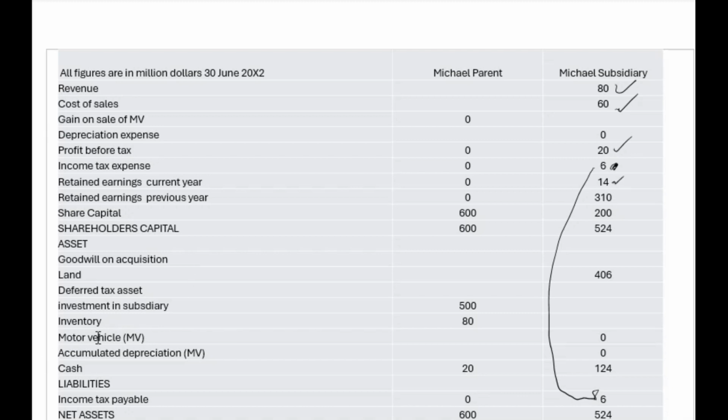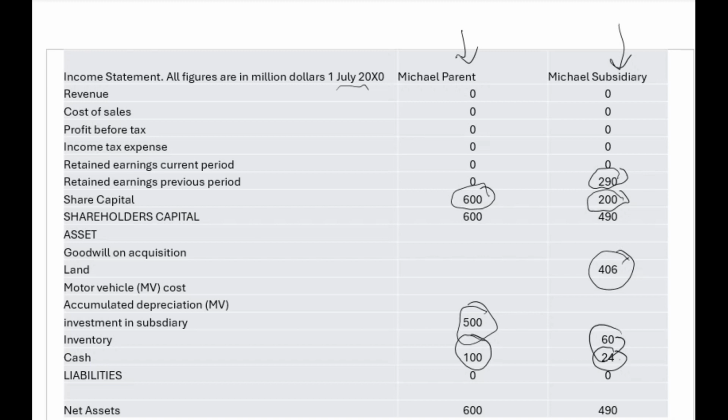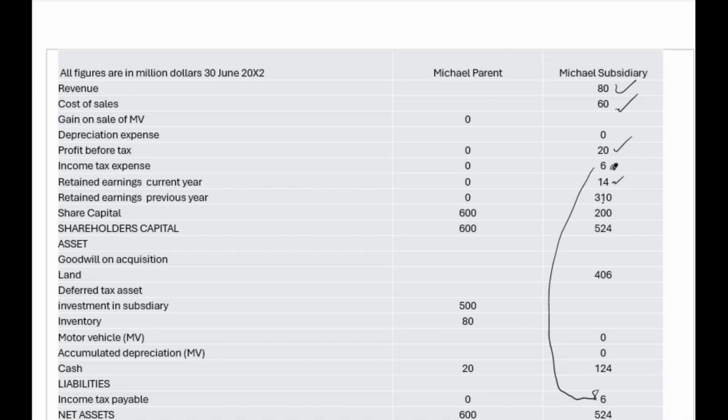There's retained profit that has increased from the date of acquisition. At the date of acquisition, it was 290 million. It has now become, the retained profits brought forward is 310 million. So during the past year, the profit has increased by 20 million. The share capital has not changed. It is 200 million. It's represented by land which was previously there, and the cash has increased because the retained profits have increased and it has translated into cash. The net asset position of the Michael subsidiary is 524 million, for the Michael parent it is 600 million.